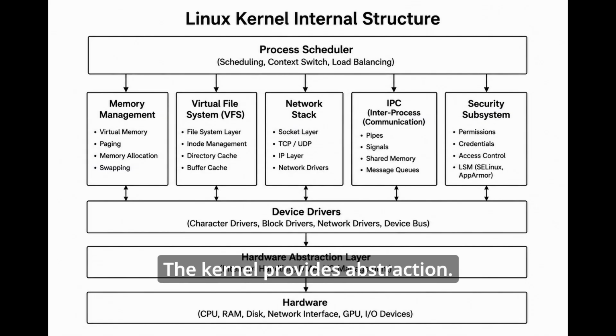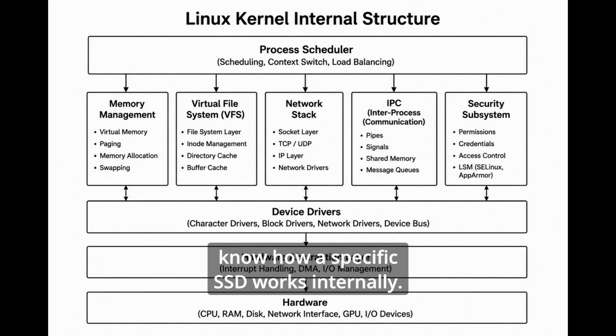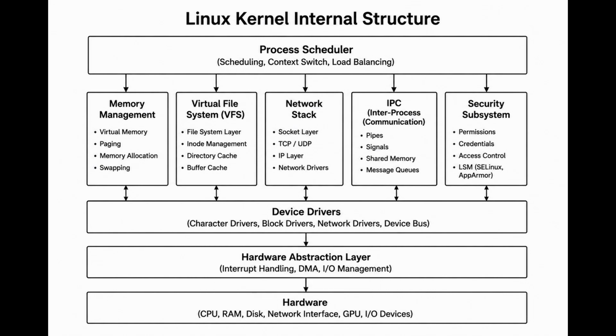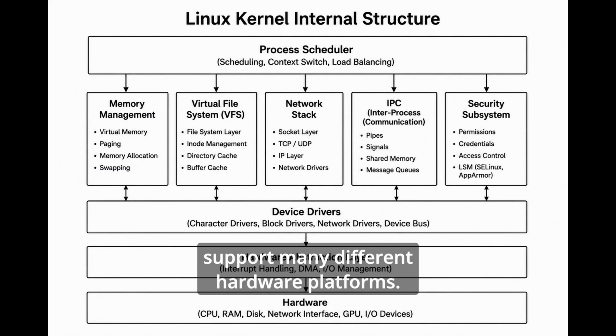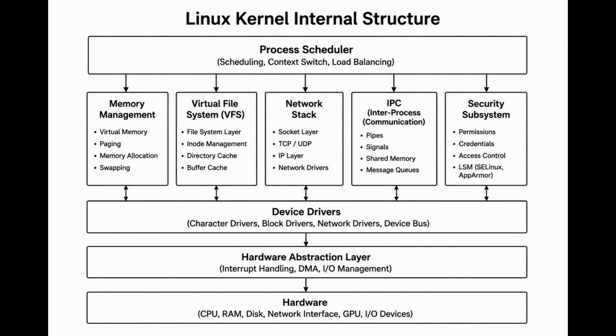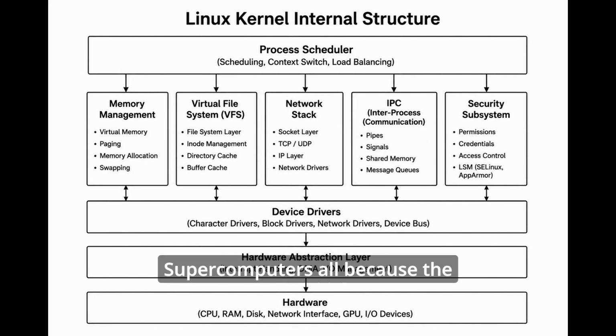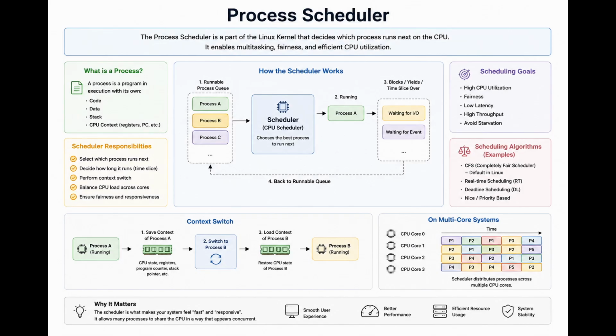The kernel provides abstraction. For example, a program does not need to know how a specific SSD works internally. The kernel handles that complexity. This abstraction allows Linux to support many different hardware platforms. Linux can run on Intel CPUs, AMD CPUs, ARM processors, RISC-V processors, embedded boards, supercomputers, all because the kernel hides hardware complexity.